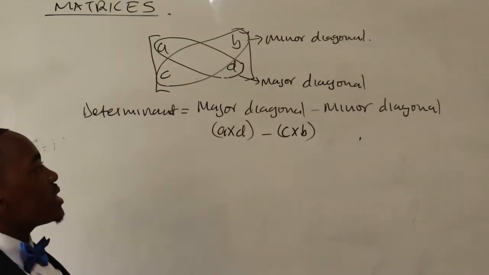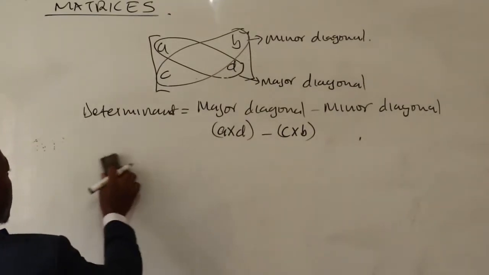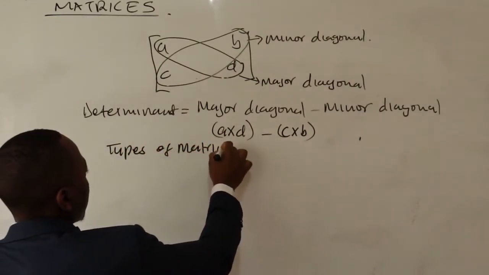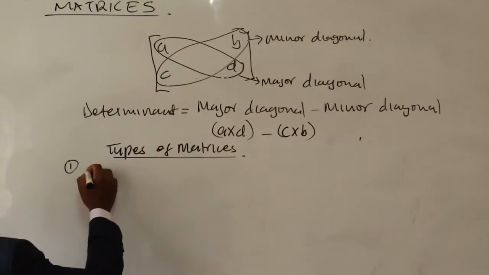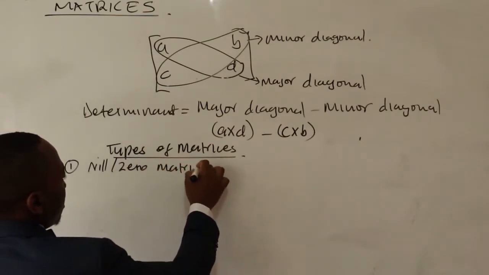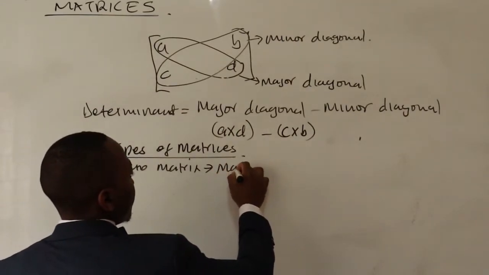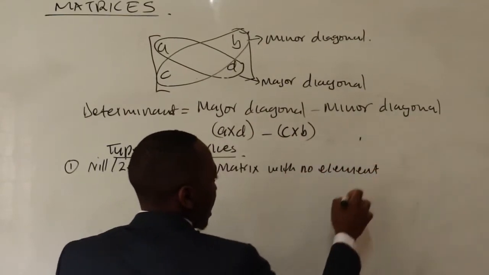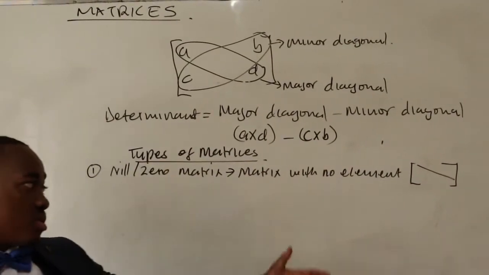Good. So now I want us to look at the various types of matrices. Let's look at types of matrices applied in business. Number one, we have what we call a nil or a zero matrix. What's a nil or a zero matrix? A zero matrix is a matrix with no element, and it's denoted by that. That's what we call a nil or a zero matrix.